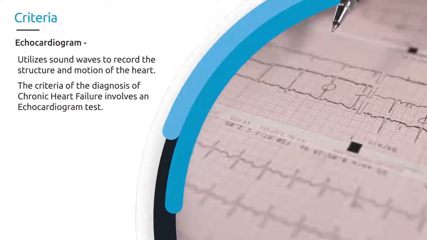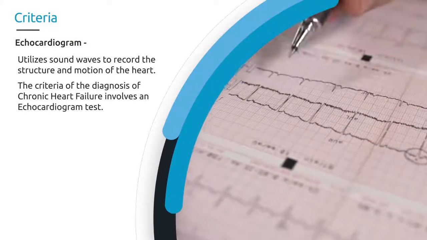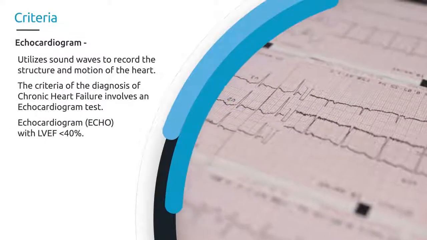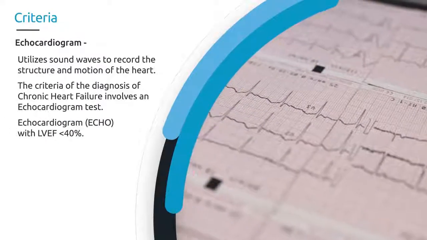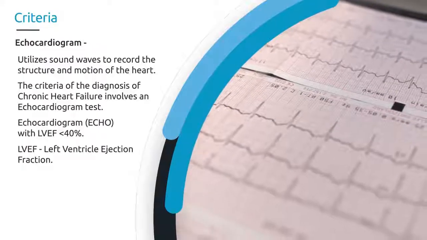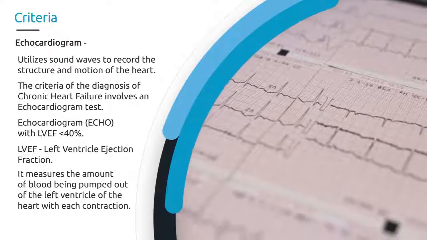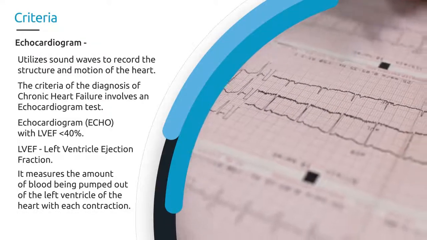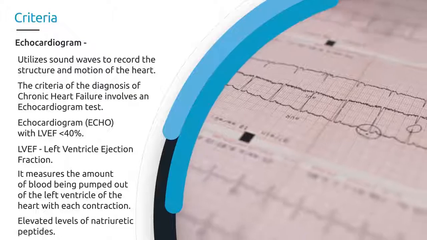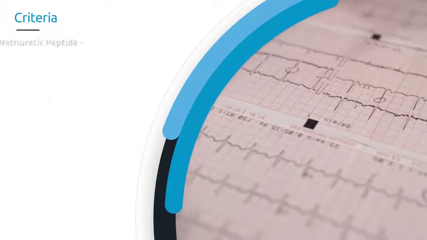The criteria of the diagnosis of chronic heart failure involves an echocardiogram test. The result of the test should have the LVEF less than 40%. LVEF stands for left ventricle ejection fraction. It measures the amount of blood being pumped out of the left ventricle of the heart with each contraction. The echo result should also indicate elevated levels of natriuretic peptides.